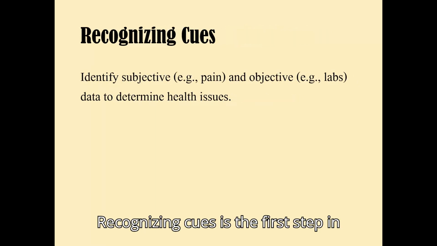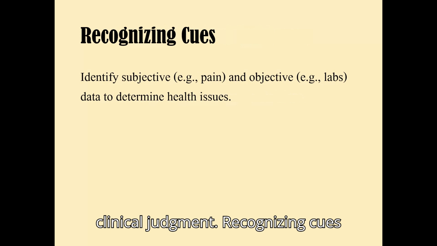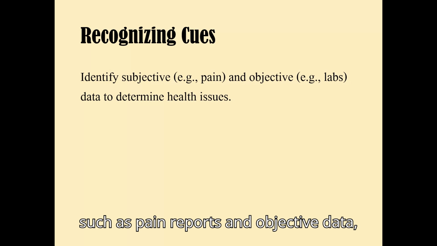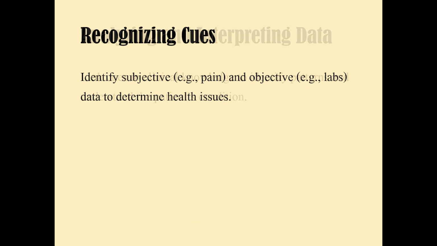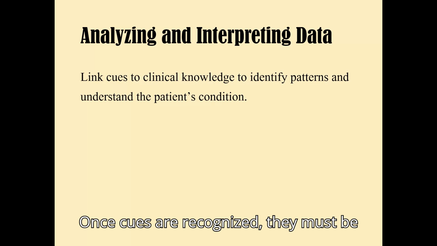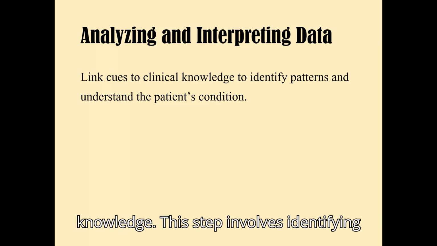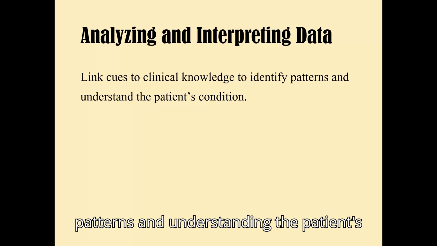Recognizing cues is the first step in clinical judgment. Recognizing cues involves identifying subjective data, such as pain reports, and objective data, like changes in vital signs. Once cues are recognized, they must be analyzed and linked to clinical knowledge. This step involves identifying patterns and understanding the patient's condition.